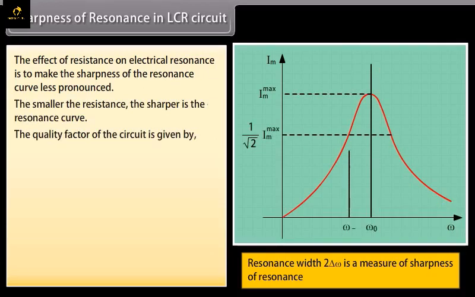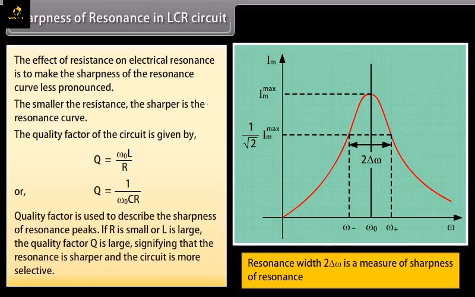The quality factor Q of the circuit is given by omega naught upon R, or 1 upon omega naught CR. Quality factor is used to describe the sharpness of resonance peaks. If R is small or L is large, the quality factor Q is large, signifying that the resonance is sharper and the circuit is more selective.